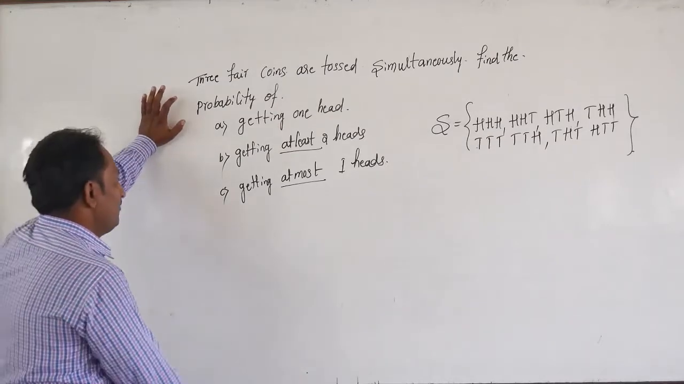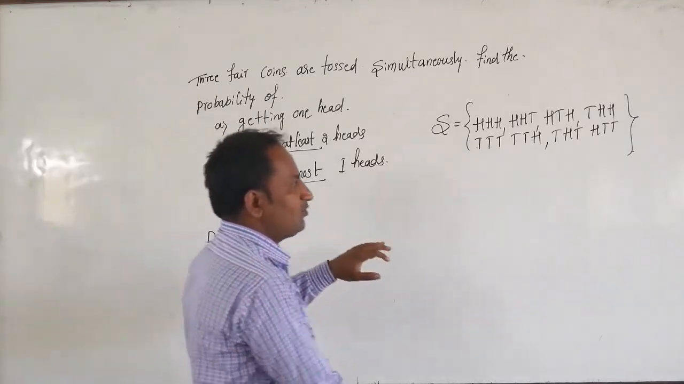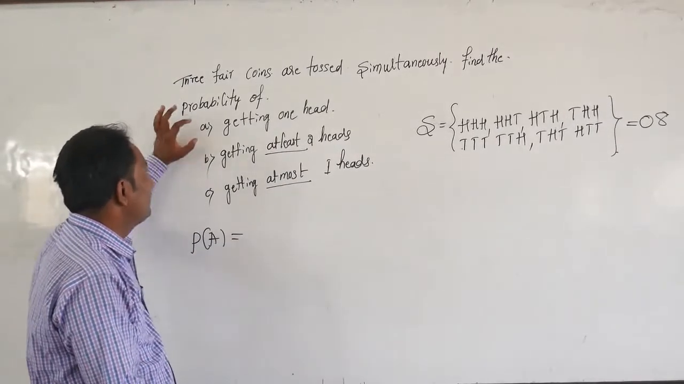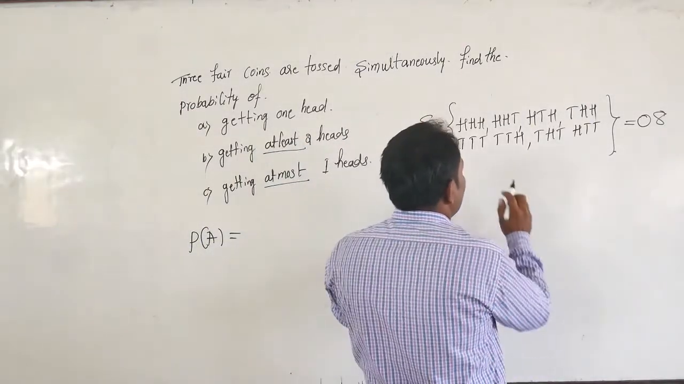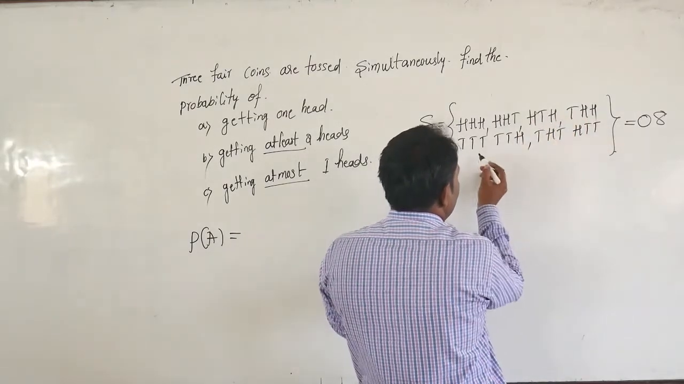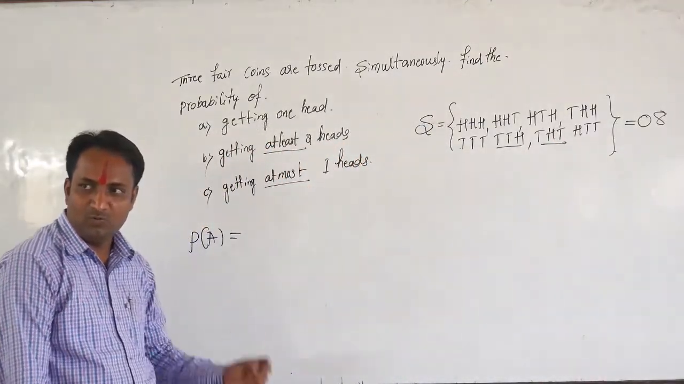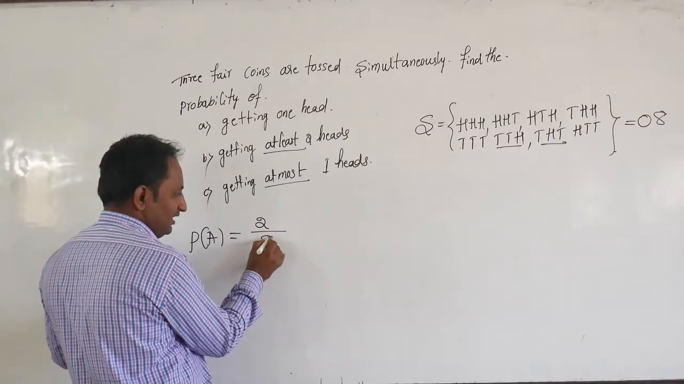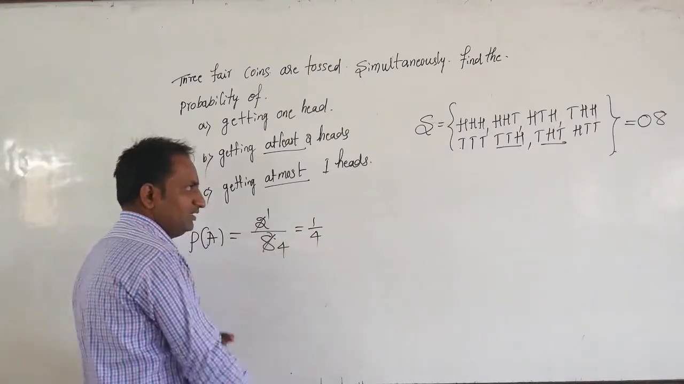First, the probability of an event A is equal to favorable outcomes over total outcomes, which are 8. The first one is getting exactly one head. Some cases are not possible, but there are 2 cases with one head. Therefore, 2 divided by the total possible outcomes, 8. 2 ones are 2, 2 fours are 8, so 1 by 4 is our answer.